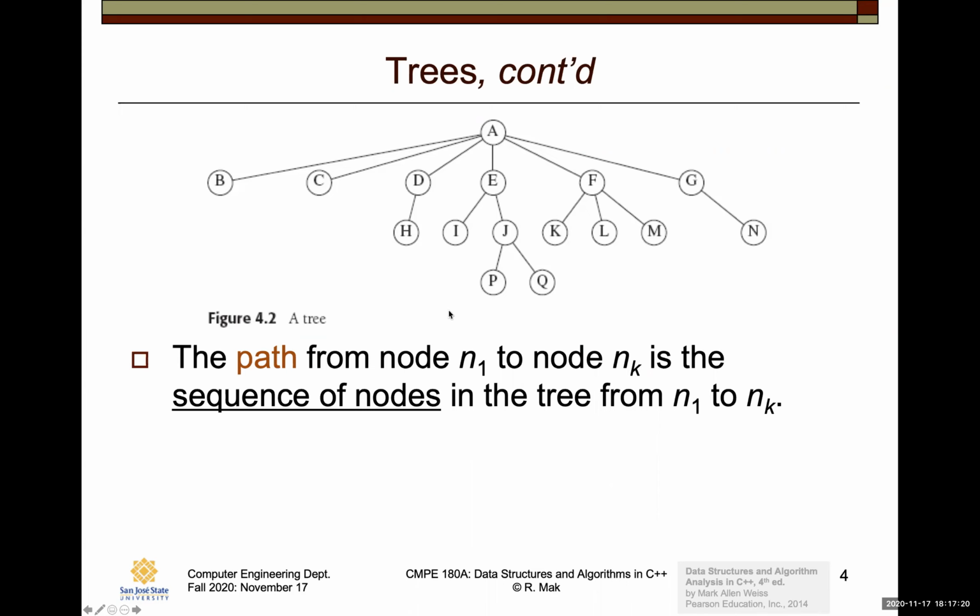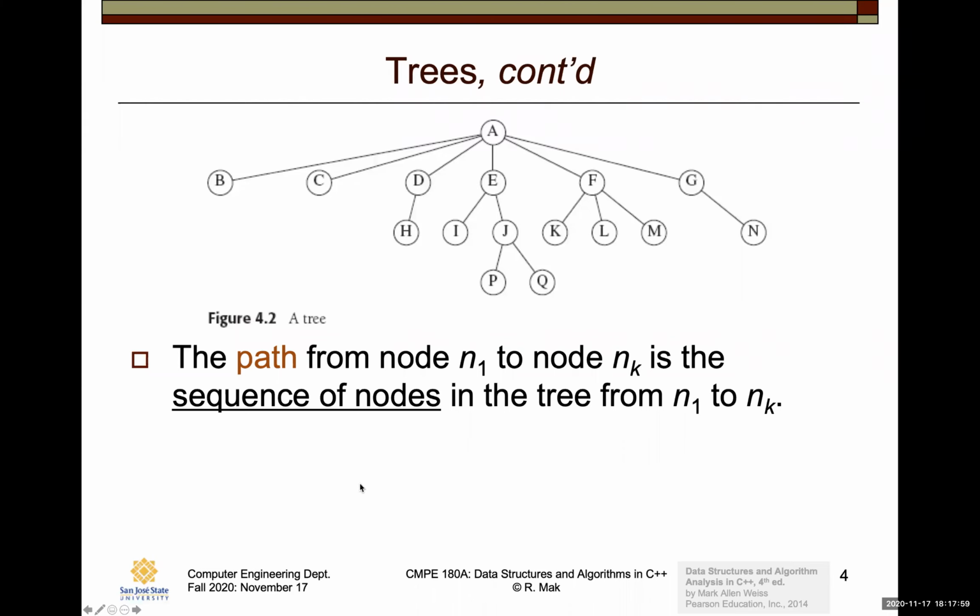And at the very bottom of the tree, which would be B, C, H, P, Q, K, L, M, and N, these are the leaves of the tree. The leaves are nodes that have no children. So here's an example of a tree, and of course, the root is at the top and the leaves are at the bottom. Now, I'm going to throw a bunch of terms at you related to trees, and it's not always easy to remember what all these terms mean, so you may have to keep coming back to these slides.